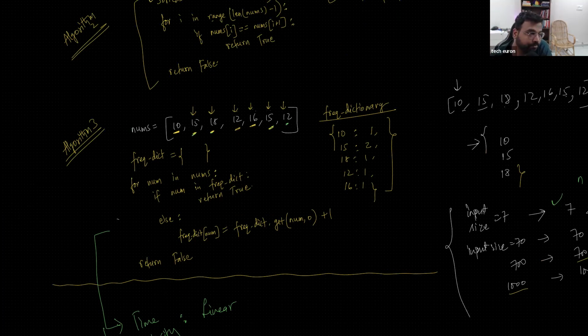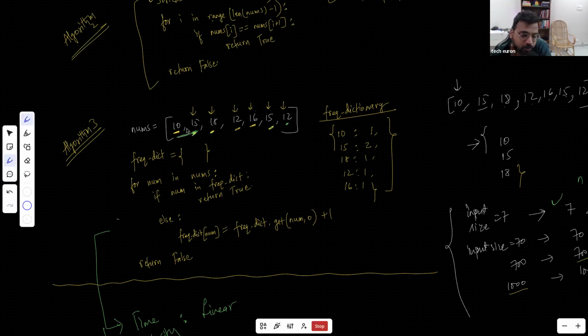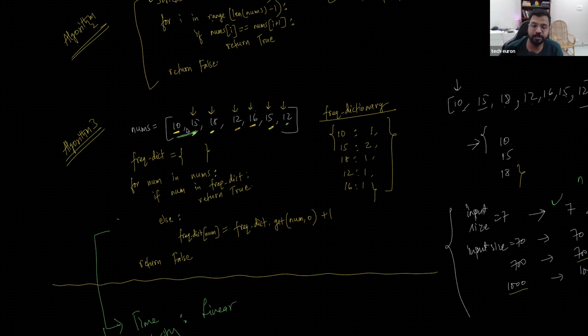Always it will not be. Sometimes the first element itself is a duplicate, so there the program will end. But whenever we talk about the efficiency of an algorithm, or the goodness of an algorithm or a data structure, we always think about the worst case.